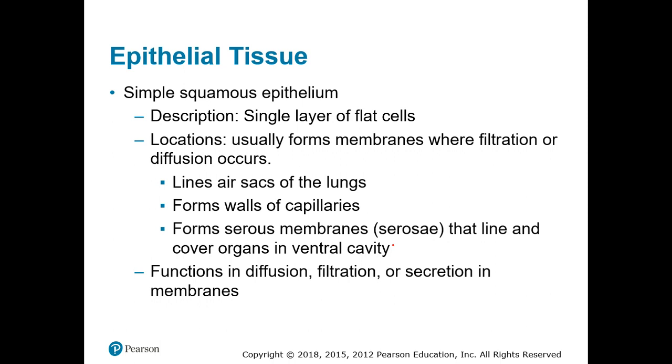These are going to be found in the air sacs and lungs, so basically where gas exchange takes place. They're also going to be formed in your capillaries. If you don't know what capillaries are, these are going to be your smallest blood vessels in the body. So we want exchange to happen there so your cells can get oxygen. And this is also going to form your serous membranes, or in other words, membranes that line organs in your ventral cavities. Remember, ventral are going to be things like your thoracic cavity and your abdominal pelvic cavity.